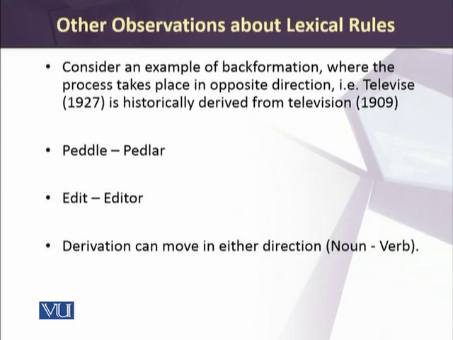But in back formation, or by using the lexical rules, we can make verbs out of nouns also. The words which were essentially nouns can be converted into verbs. For example, we can have a word like televise coming from the word television. So here we have a noun being transferred into a verb. And similarly, we have words like paddle coming from the noun paddler. And then we have verbs like edit coming from the word editor. Derivation can move in both directions. We can make nouns from verbs, and we can also make verbs from nouns. So that means that lexical rules work in both directions.